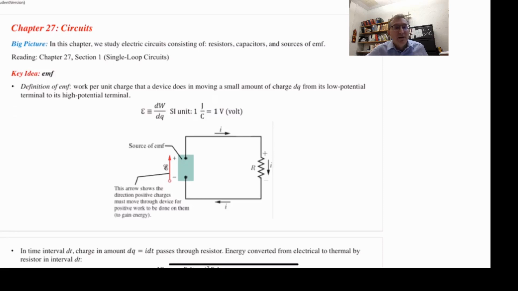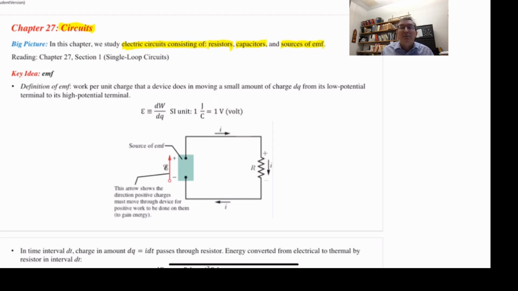Hello again. This is video lecture 27.1, and we are starting chapter 27, where we will be studying electric circuits. To be more specific, in this chapter we're going to study electric circuits consisting of three types of circuit elements: resistors with some resistance R, capacitors with some capacitance C, and a source of energy, I'll say, but we're going to learn a new name for that source of energy.